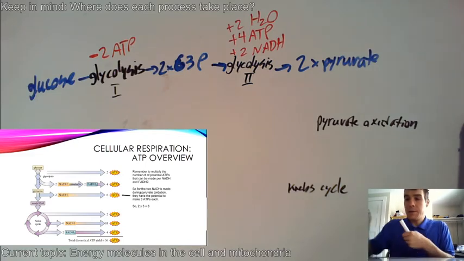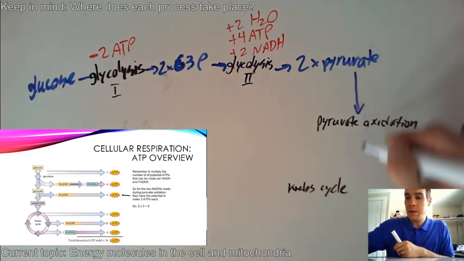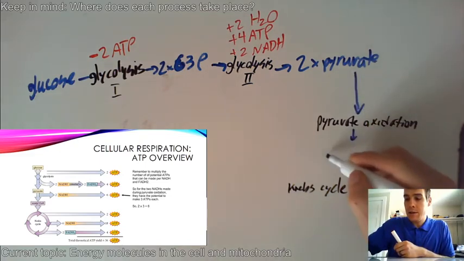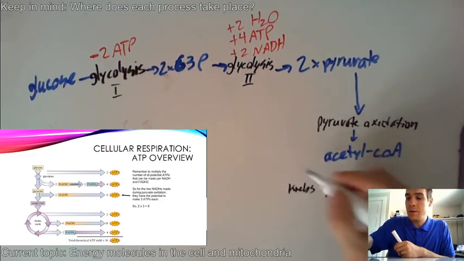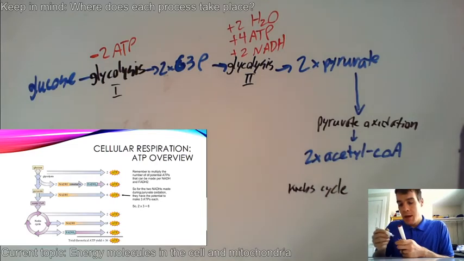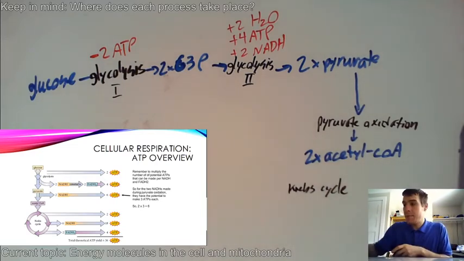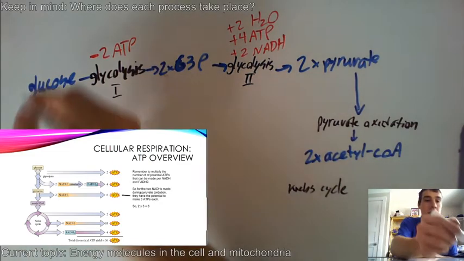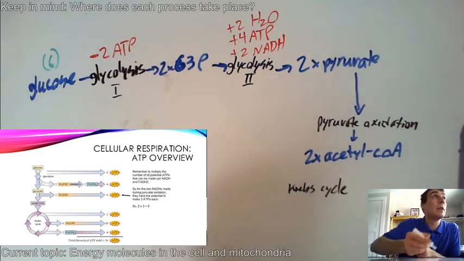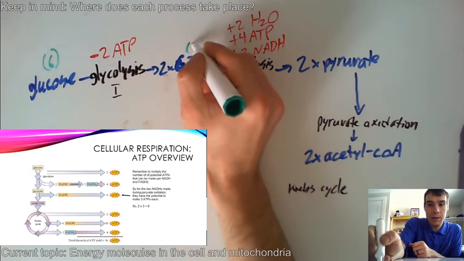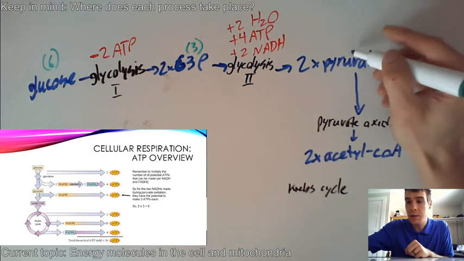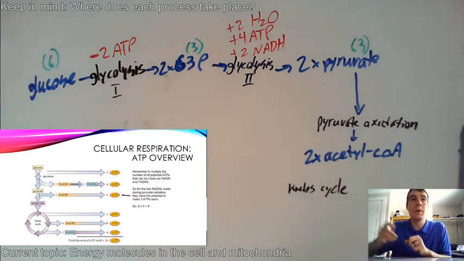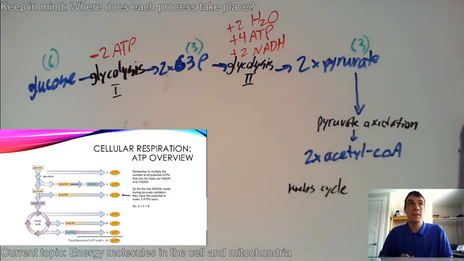The pyruvate is going to go through pyruvate oxidation, and it turns into acetyl-CoA, two of them. At this point, it's useful to think about how many carbons we're dealing with. Glucose is a 6-carbon molecule. G3P are each a 3-carbon molecule, so the carbon number hasn't changed. And pyruvate is also a 3-carbon molecule, so the carbon number hasn't changed.